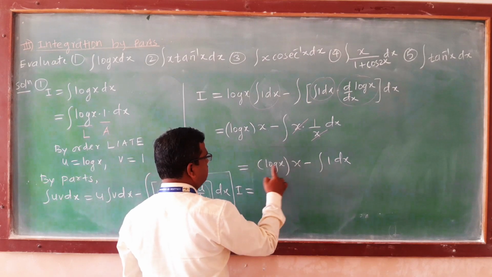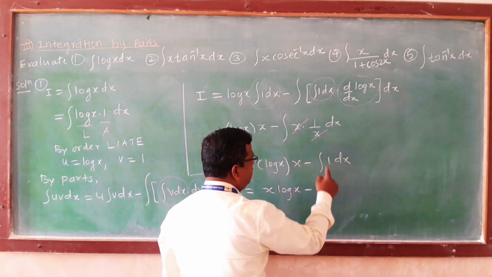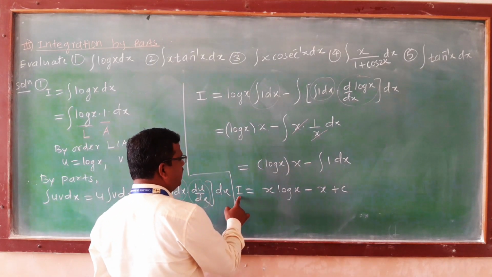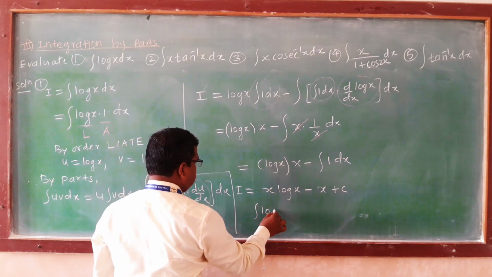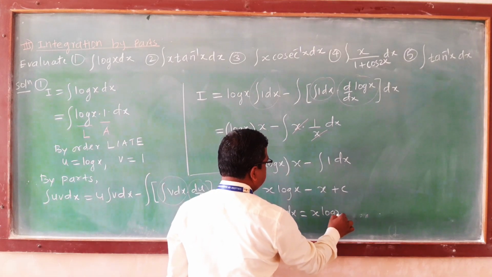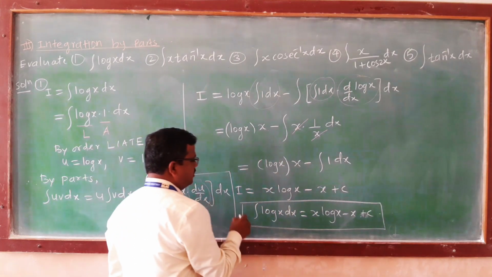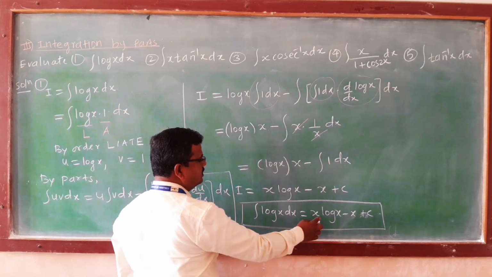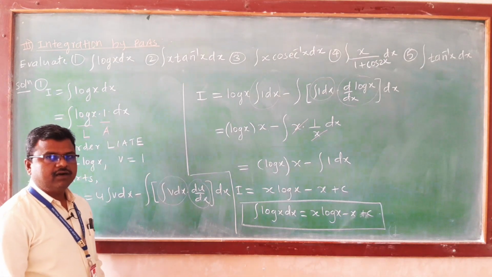Therefore, I is equal to, write x first like this, x log x minus integration of 1 is x plus c. So, this integration of log x dx is equal to x log x minus x plus c. Remember this as a standard formula of integration of log x, which is x log x minus x. In this way, we find the integration of log x.